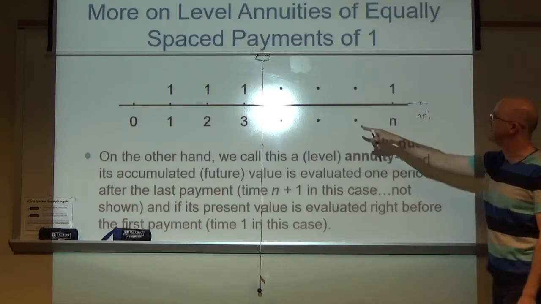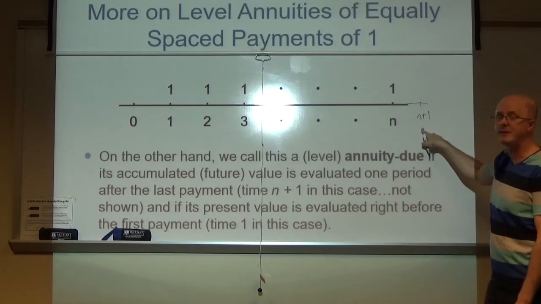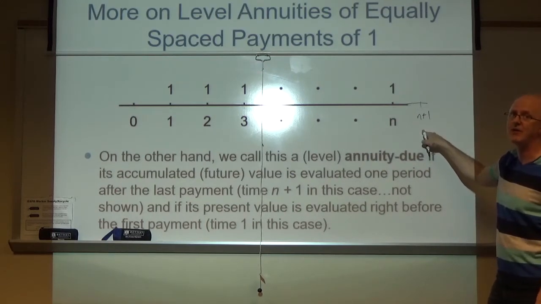If you evaluate the future value of this thing 1 period after the last payment, then you call it an annuity-due.